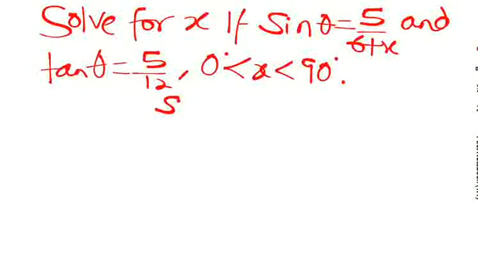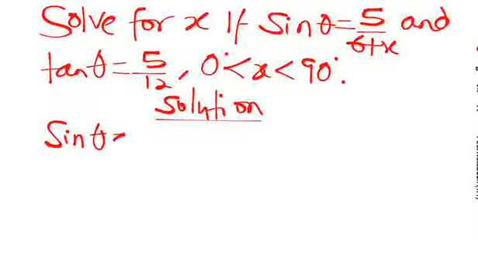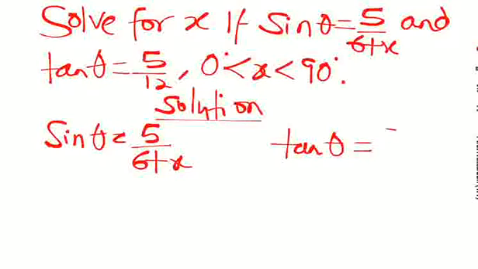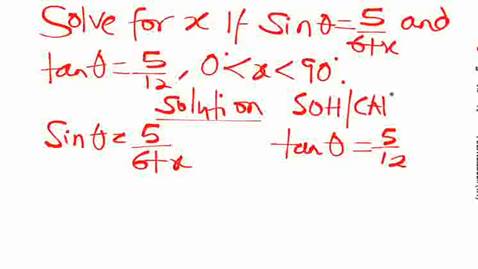In order to solve this question, the first thing I am going to do is bring out what is provided in the question again. We are given that sine theta is equal to 5 over 6 plus x. We are equally given that tan theta is equal to 5 over 12. Now let's remember our SOHCAHTOA acronym, where sine theta is equal to opposite over hypotenuse, and cos theta is adjacent over hypotenuse, while tan theta is opposite over adjacent.